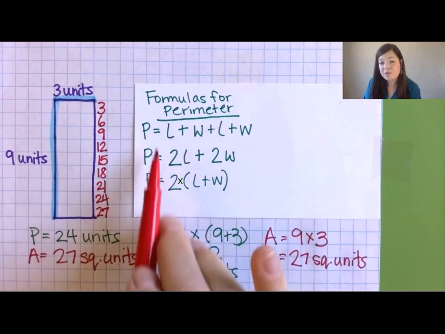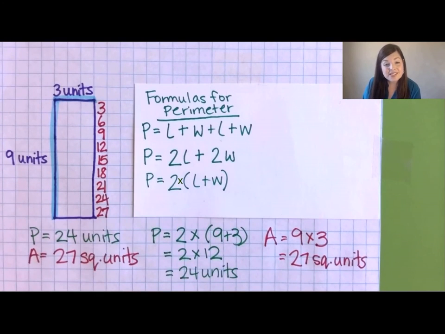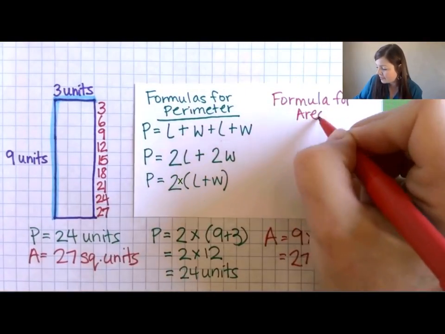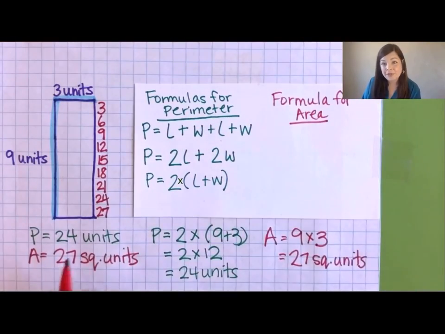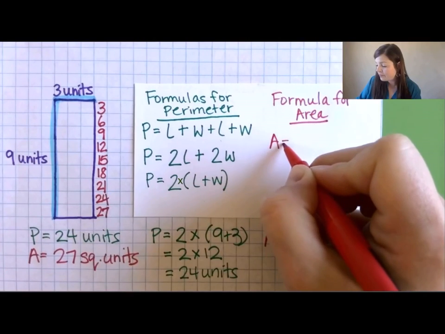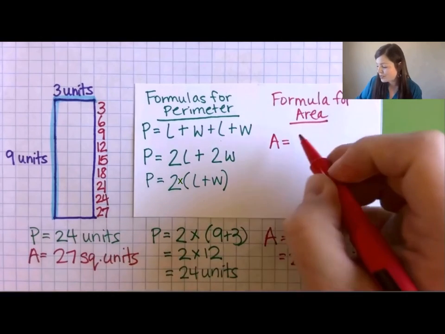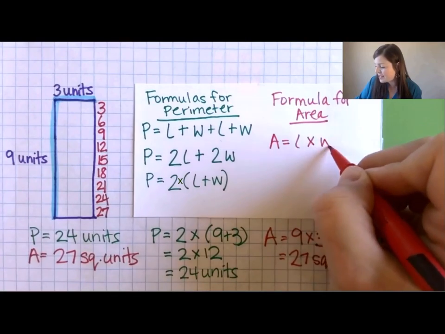Earlier, we talked about some formulas for perimeter, and we just discovered a formula for area. If we use A for area, L for length, and W for width, how could we write the formula? We could write A equals length times width.